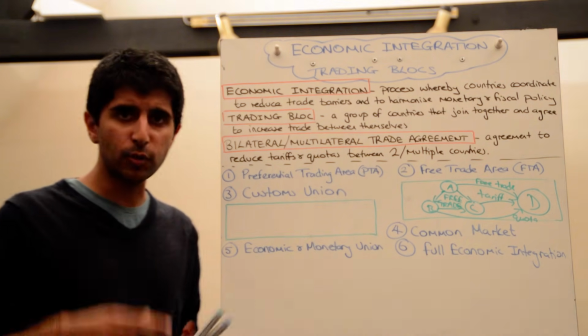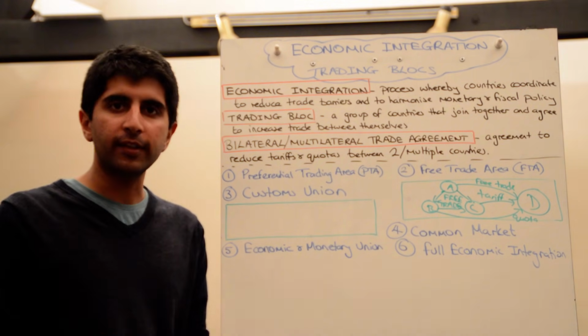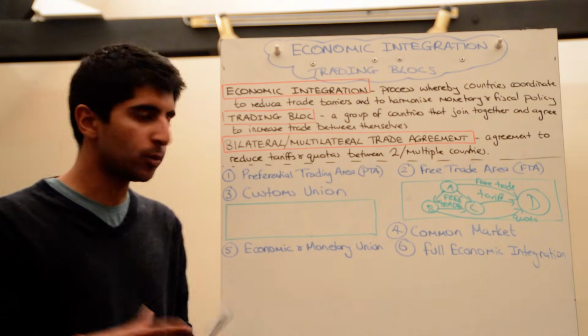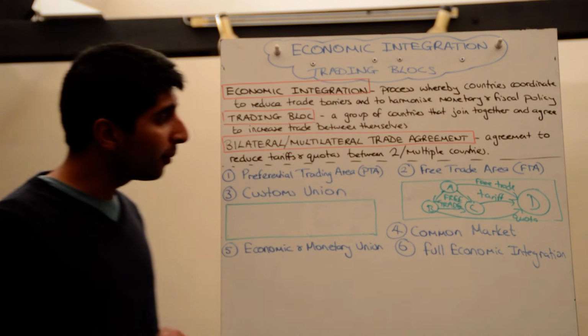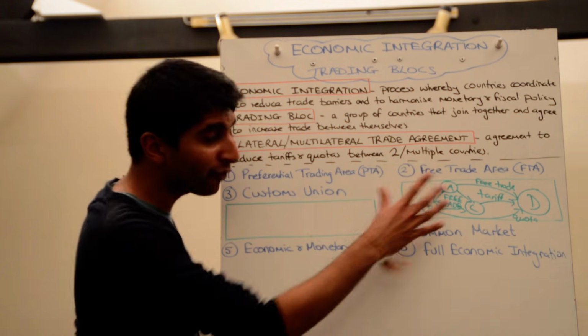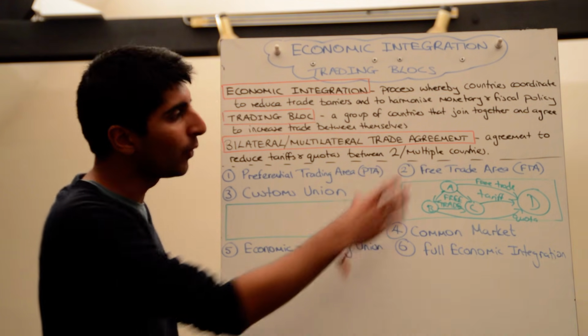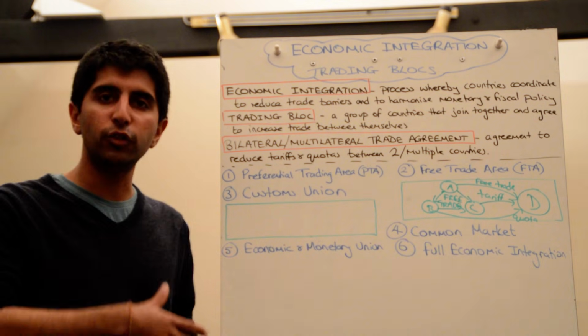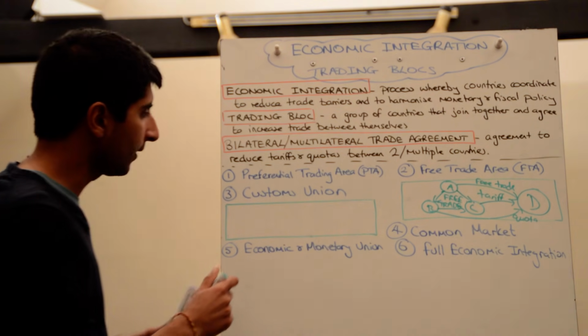And that's an agreement between Mexico, USA and Canada, a free trade area between those 3 nations. The next form of integration, the next trading bloc, is a customs union. So a customs union is a free trade area, but without the freedom of trade with countries outside the customs union. So let's have a look.